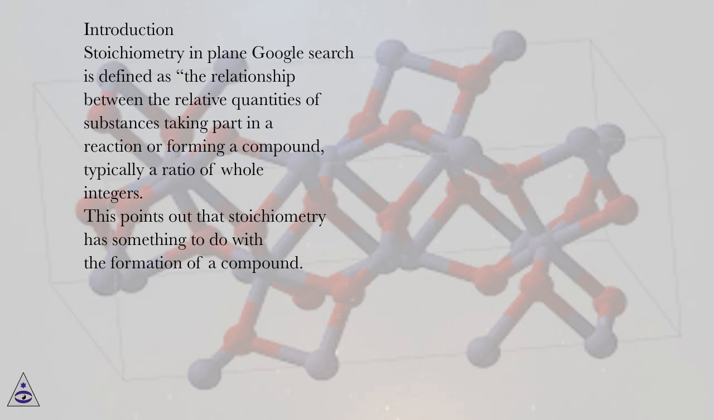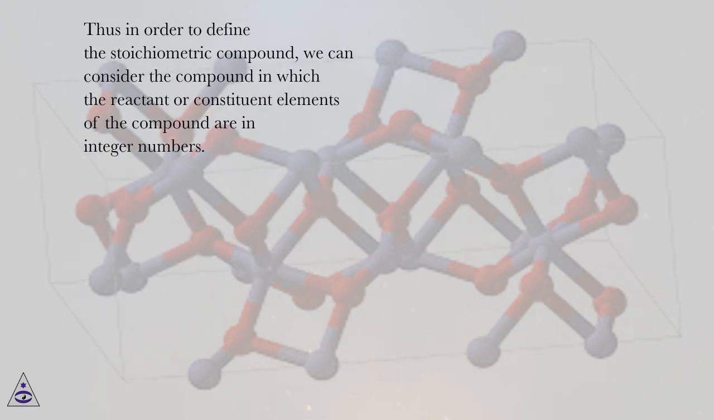Introduction. Stoichiometry in plain Google search is defined as the relationship between the relative quantities of substances taking part in a reaction or forming a compound, typically a ratio of whole integers. This points out that stoichiometry has something to do with the formation of a compound. Thus, in order to define the stoichiometric compound, we can consider the compound in which the reactant or constituent elements of the compound are in integer numbers.